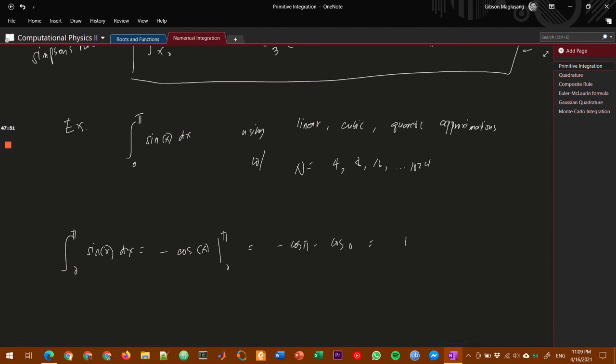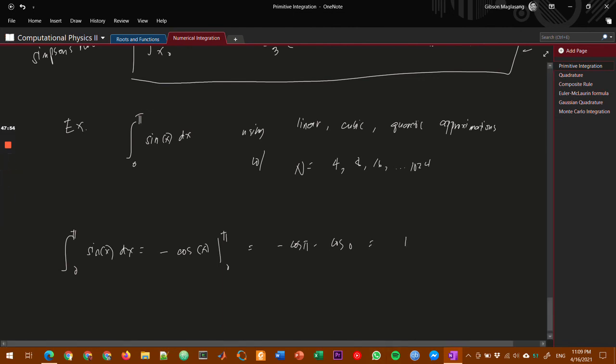Tama ba? Yeah, tama. Narang ko na mali sa sign. Sorry. This is negative, right? Cosine pi minus cosine 0. So dapat ana. So you have negative, so this is negative 1. Cosine pi is negative 1 minus 1. So this becomes 2. So dapat 2 atong result.